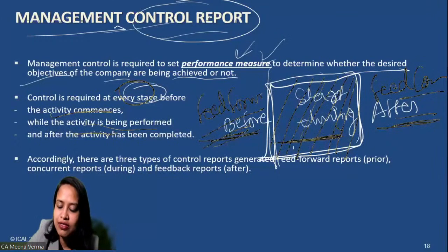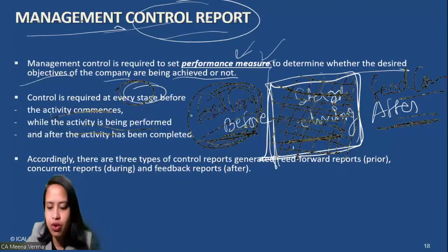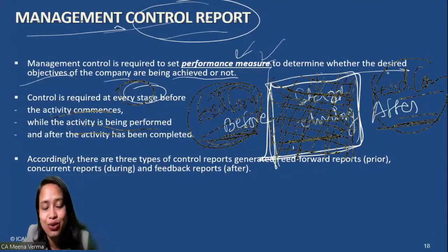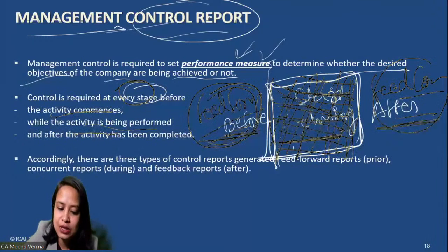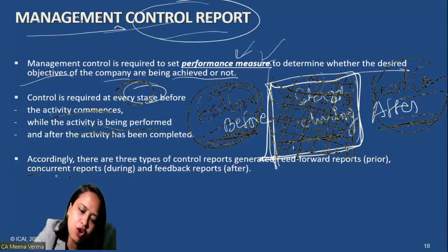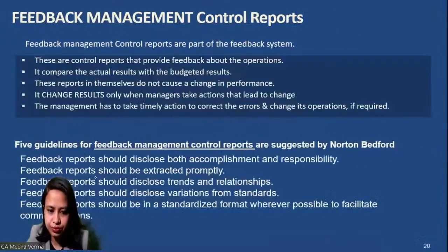So before the business activity is performed, you do feed forward control and you prepare the report for feed forward control. After the activity is performed, after you have done this business, you prepare a feedback control report. And during this process, you prepare a concurrent report. While the process is being performed, you also prepare a report, and that report is a concurrent report. I hope it is clear to all of you.